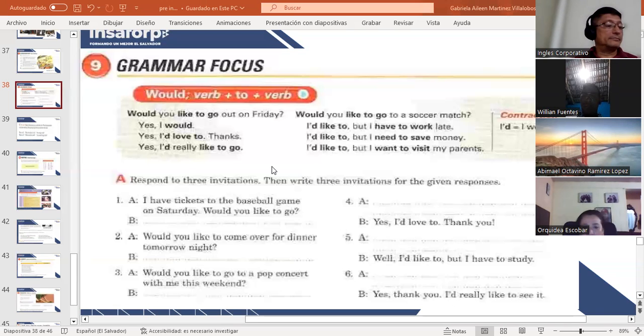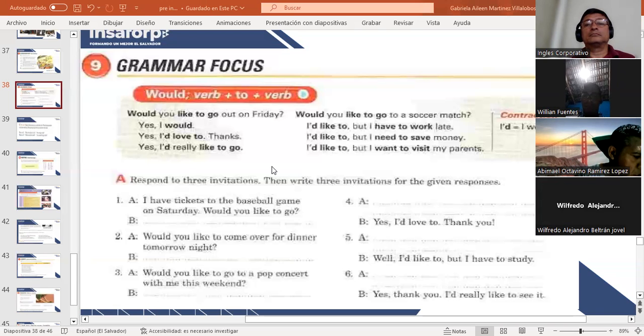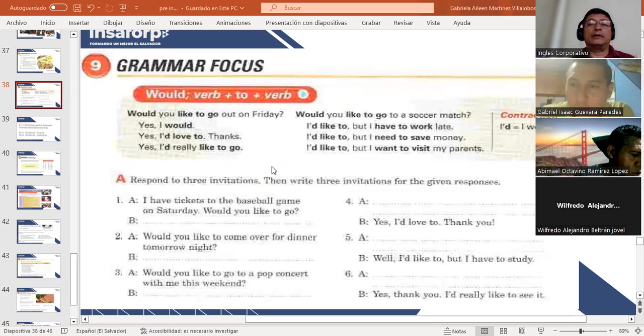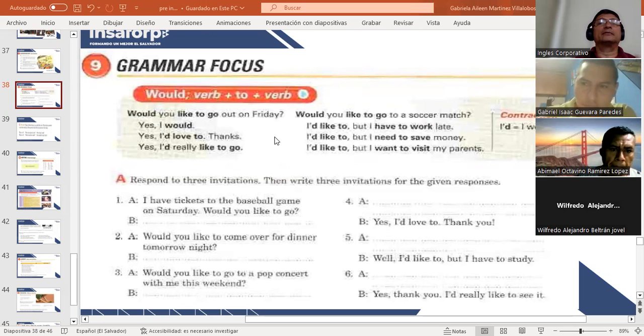Number five. Would you like to go to dance at night? Well, I would like to, but I have to study. All right, thank you. And we go back with group number one, number six.